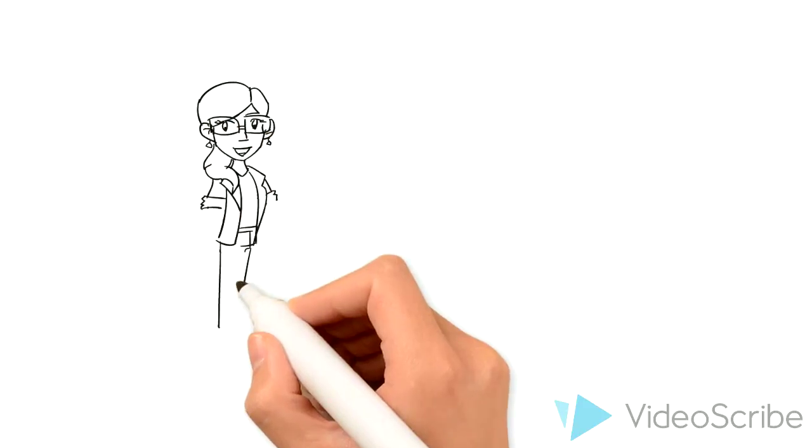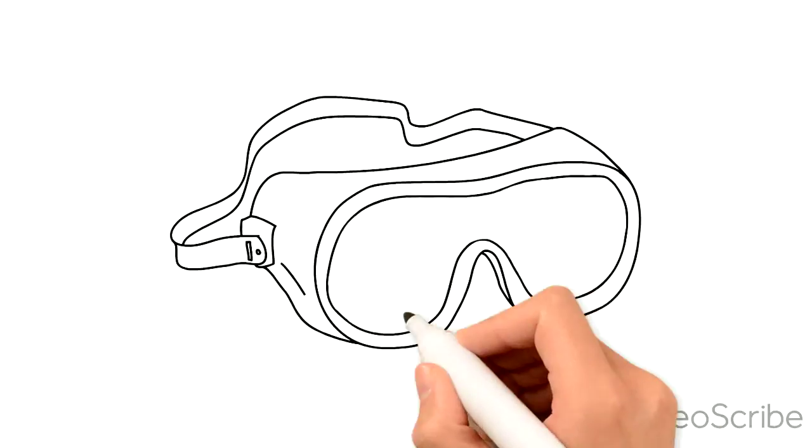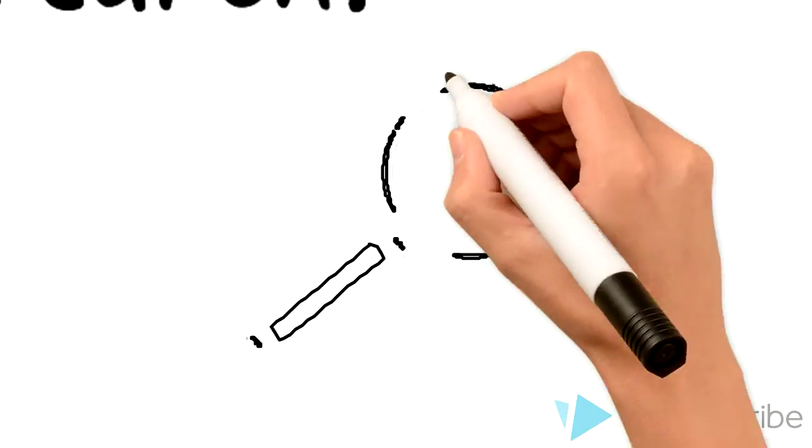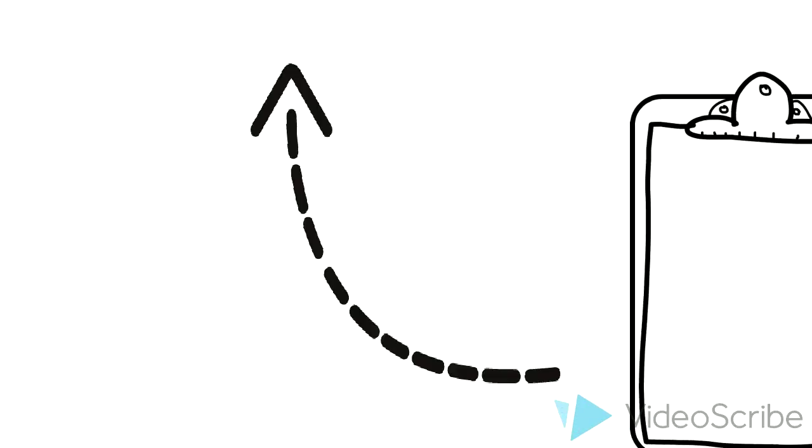Today's topic will be discussing research. So, what is research? A form of studying, perhaps? By definition, research is the systematic investigation into and study of materials and sources in order to establish facts and reach new conclusions. The research process consists of 4 stages and 3 steps per stage.